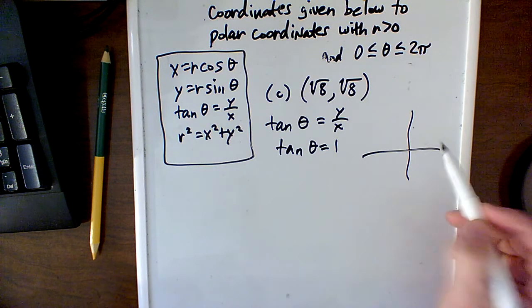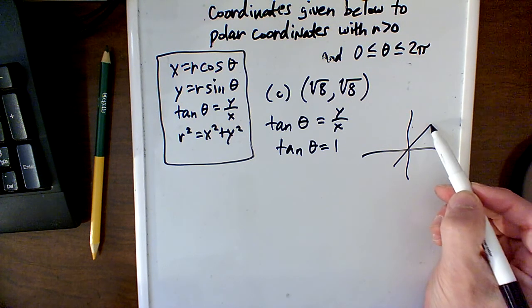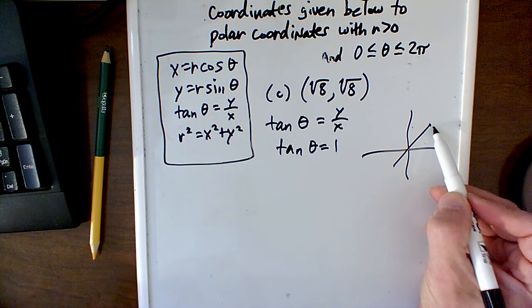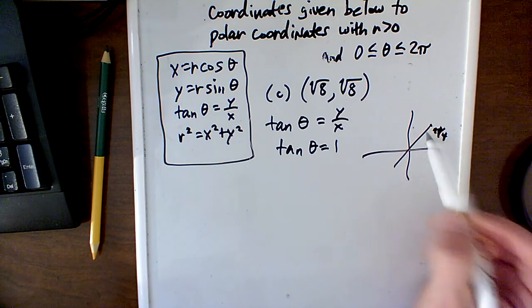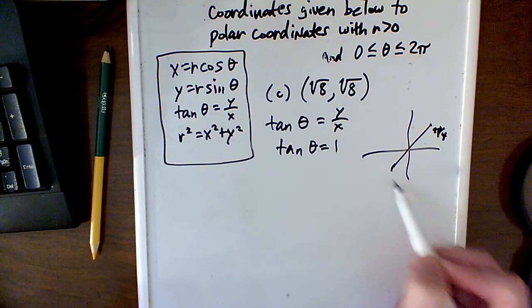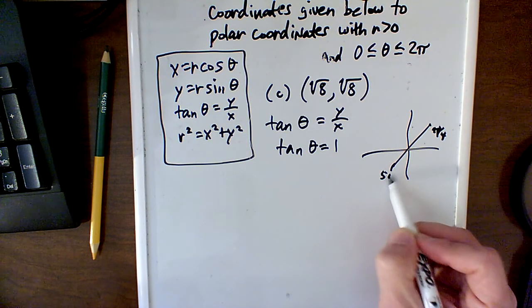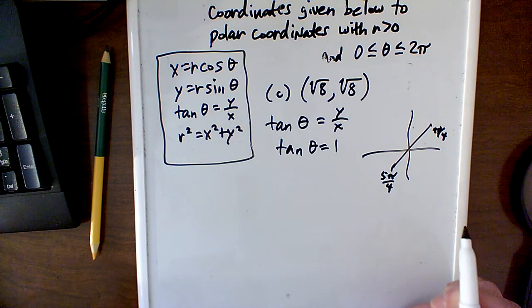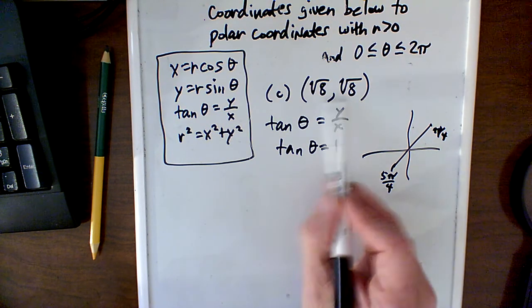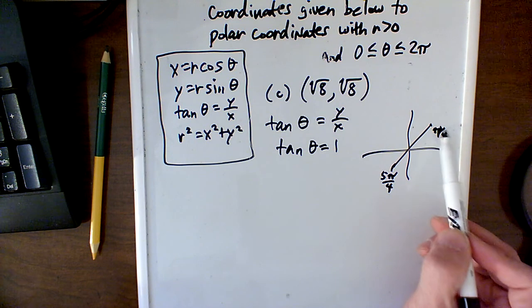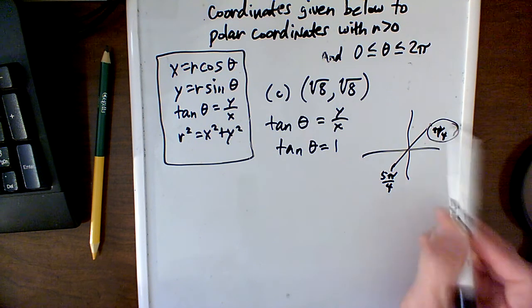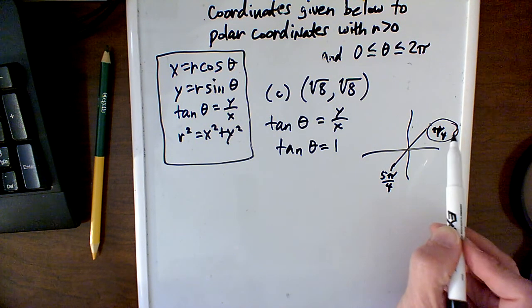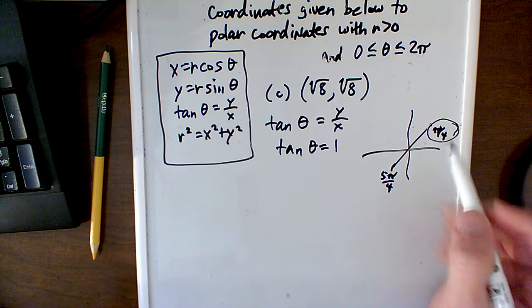And you remember from our unit circle, tangent theta equals 1 at pi over 4. And also down here where you got negative and negative, 5 pi over 4. Okay, so which one do we use? Well, x and y are both positive, so we have to use this one. So we automatically know that our theta is pi over 4.